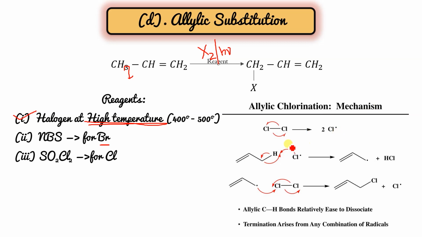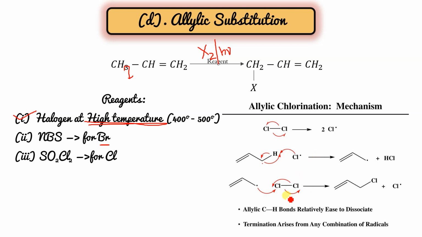Let's see the mechanism. What will happen? There will be the free radical mechanism. It will generate 2 Cl free radicals. Now in this case, this H is going to undergo homolytic cleavage, and it will generate the primary free radical over here, isn't it? You can see, and this H free radical and the Cl free radical will come out as HCl. So this is going to give you the primary free radical. Yes. Now what will happen?